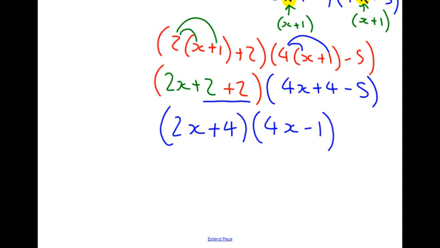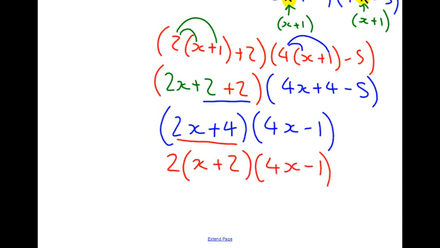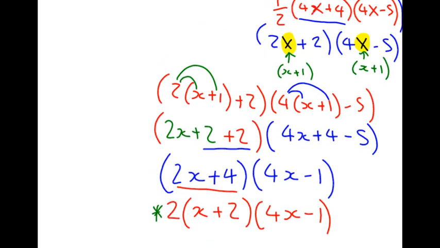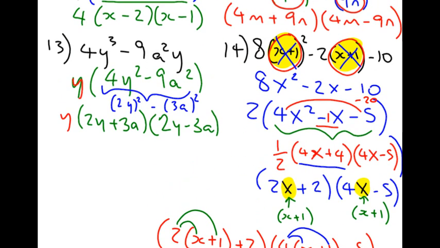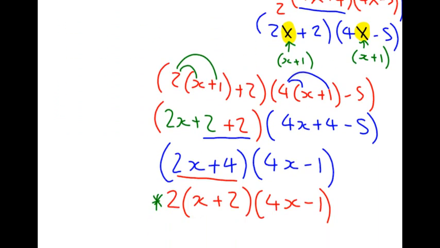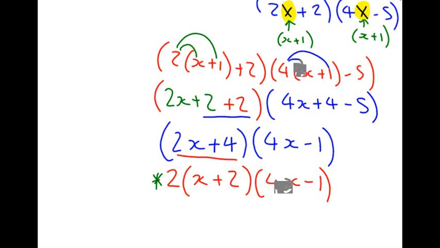That's your answer. If you really want, you can take out 2 from this and put x plus 2, 4x minus 1. So that means that actually, another way to write this thing is that. Very, very hard question at the end. Give yourself a pat on the back if you got that at home.